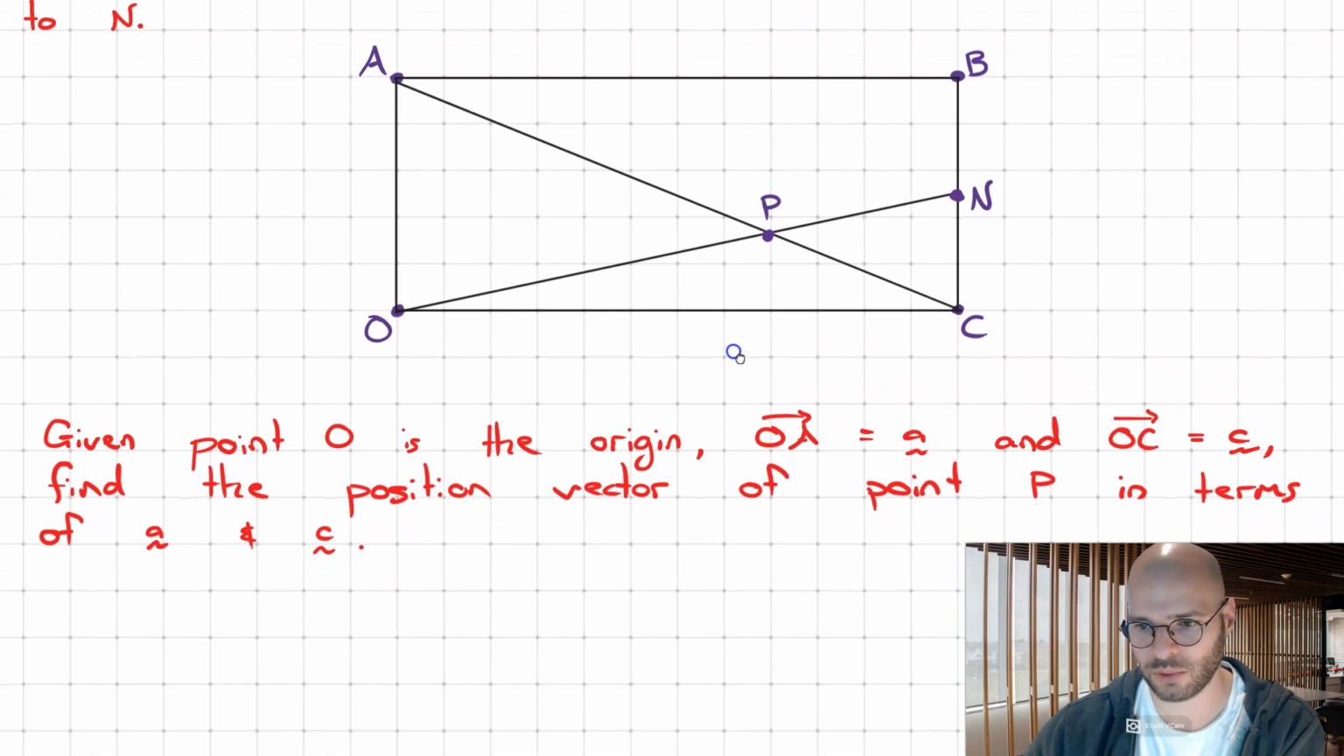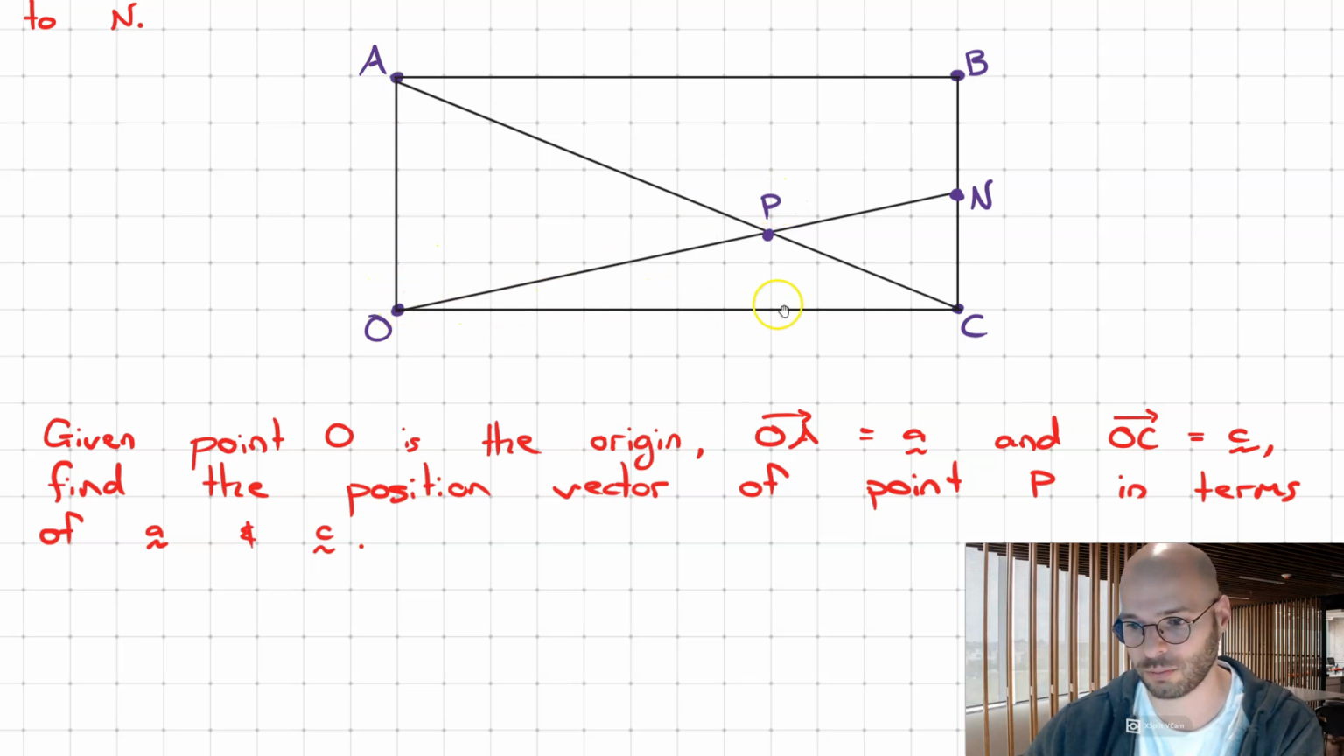Now, given that point O represents the origin, the position vector OA could be written as A, and the position vector OC could be written as C, we would like to describe the position vector of point P in terms of vectors A and C. So quite a lot going on here. To state again, we're trying to describe the position vector of point P in terms of vectors A and C, or in other words, point P in terms of getting to point A and getting to point C.